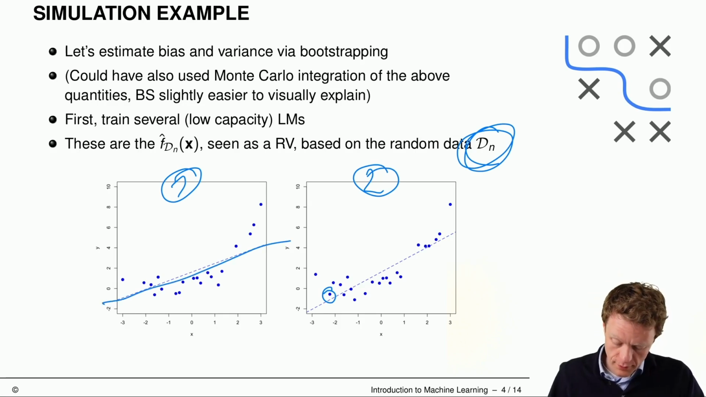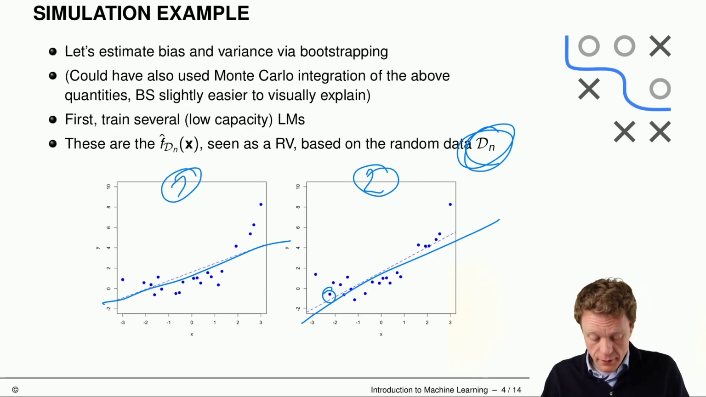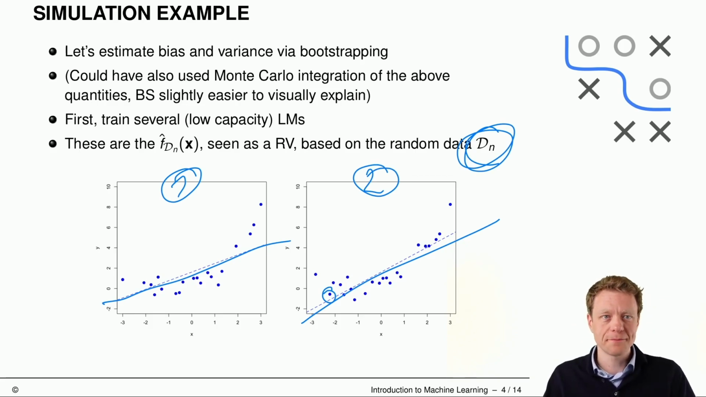And we have this model, and here we have that model. They are slightly different, but well, that's because the train data are different. Okay.